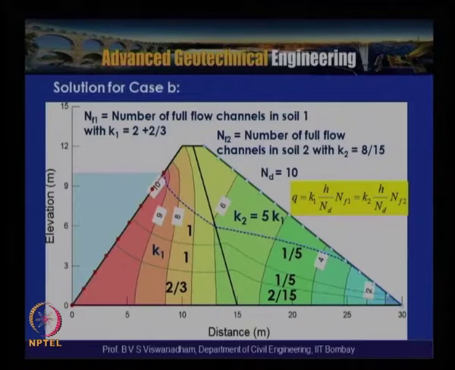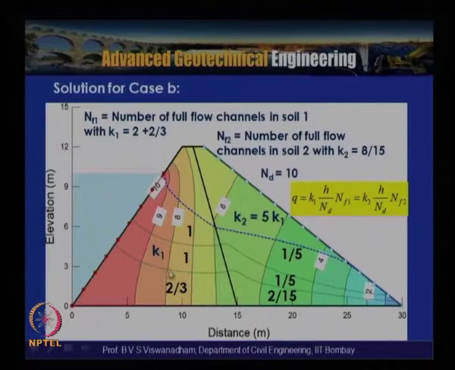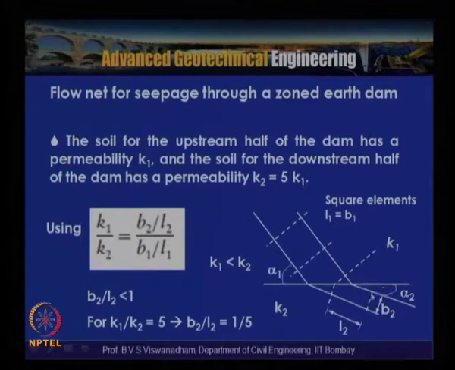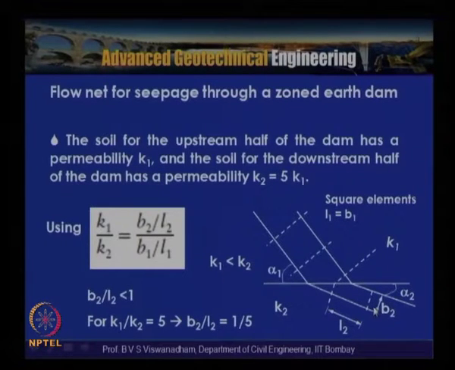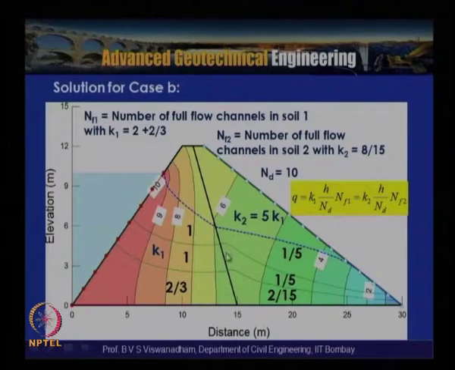So here, if you are having a case with soil having permeability K1 and soil having permeability K2, and K1 less than K2, then you can see here the flow net, as we discussed in the previous slide, undergoes a change and gets deflected here. The similar thing can be seen in the program also. So here the number of full flow channels in soil 1, with permeability K1, are nothing but 1 plus 1, and this is approximated as 2 by 3.